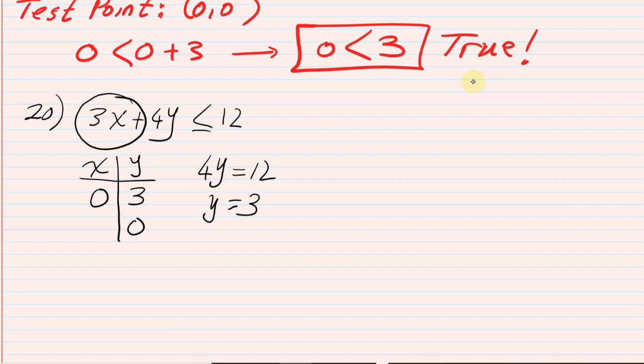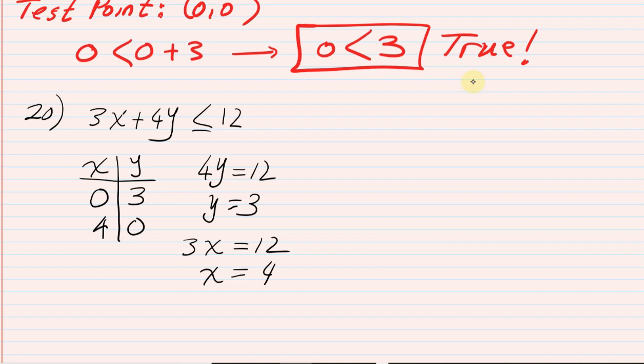So 0, 3 is a point on the graph of this line. True? Now let's try 0 in for y. 0 in for y, so I have 3x. Again, 0 times 4 is 0, so 3x is equal to 12. And remember, you always work with setting this as an equation of a line, equal to, regardless of what the inequality says or reads. Divide both sides by 3, and this gives you 4. So there you go. We got our 2 points, the easiest points you can find.